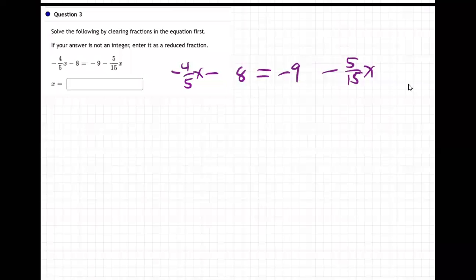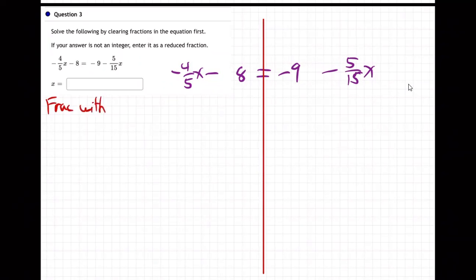Okay, so here on number 3, we have fractions again. So what are we going to do with fractions? Fractions with an equal sign. So what do we do with fractions with an equal sign?